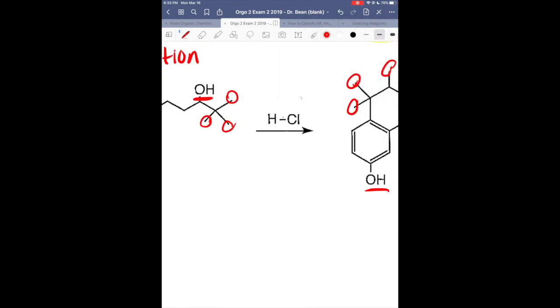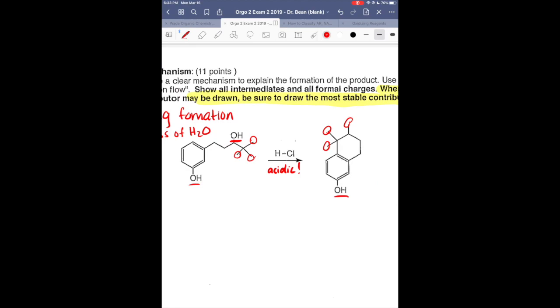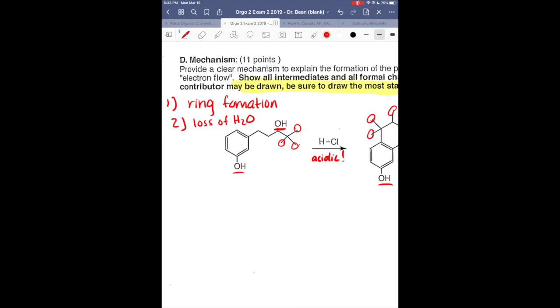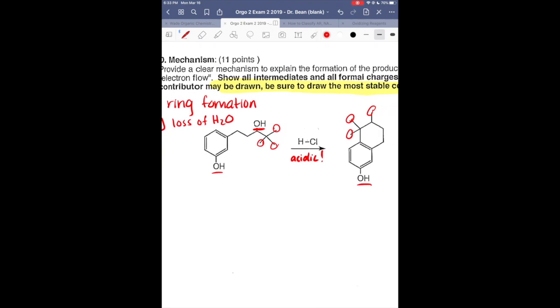Then I want to take note of my conditions. So I want to ask myself, or ask you guys, would you say this is acidic or basic conditions? So definitely acidic conditions. You have HCl, which is a strong acid. And then we can get started from there now that we have a game plan sort of written down. So what do you guys think is the first thing that happens?